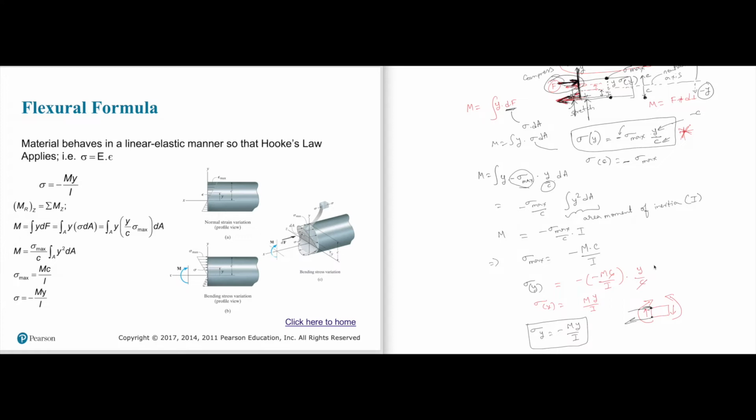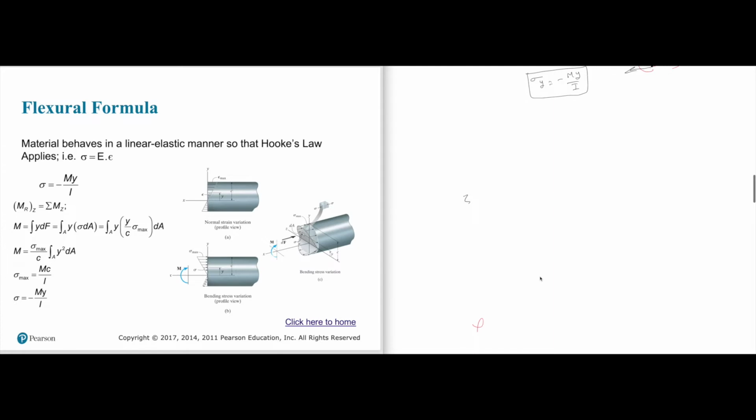So with that, what we can do is we can apply this formula, and that's exactly what we see. Sigma is negative my over I. We can apply this formula to solve some problems. That means if I give you a beam and I say, hey, you know what, there is a moment acting here. Can you tell me what is the stress occurring at this point or this point?